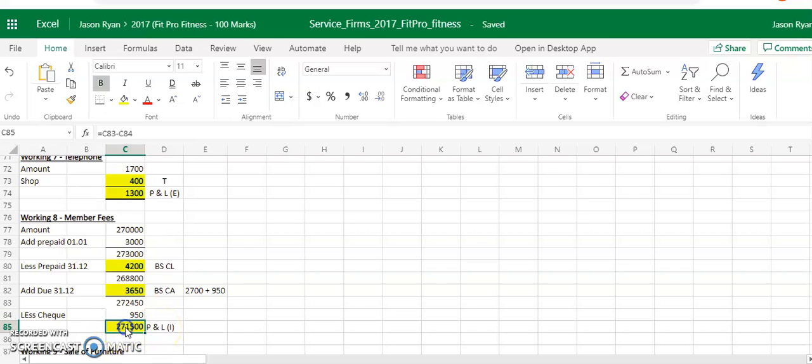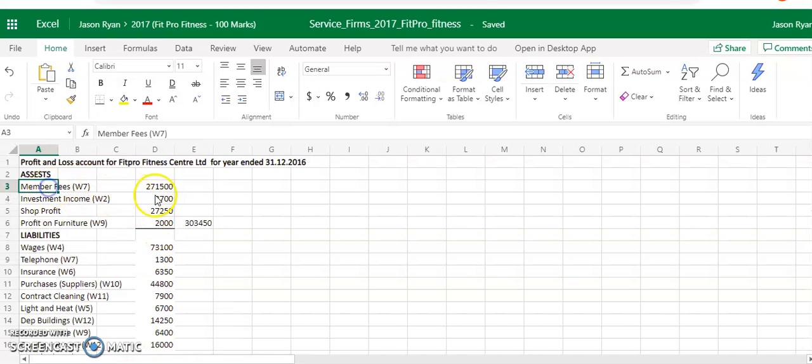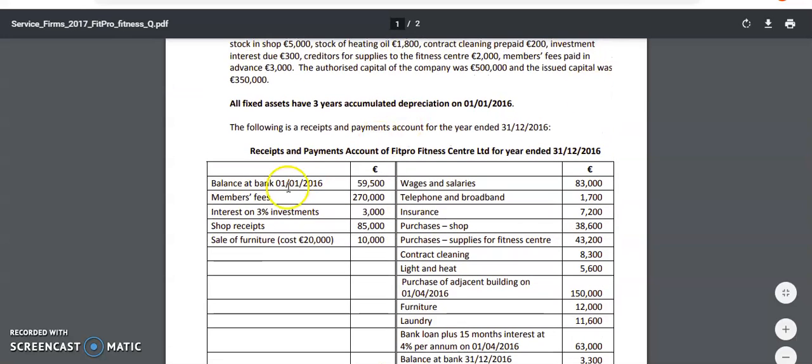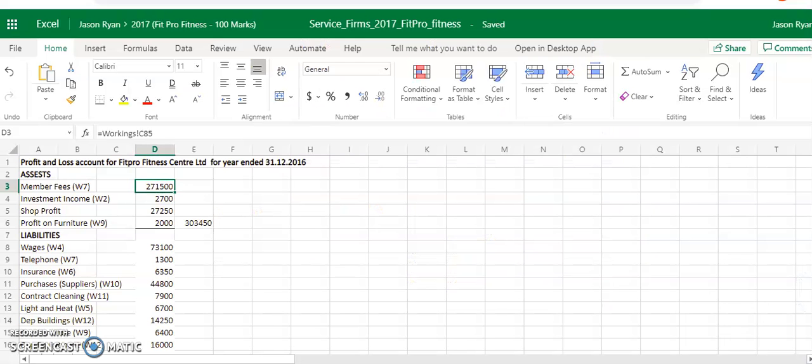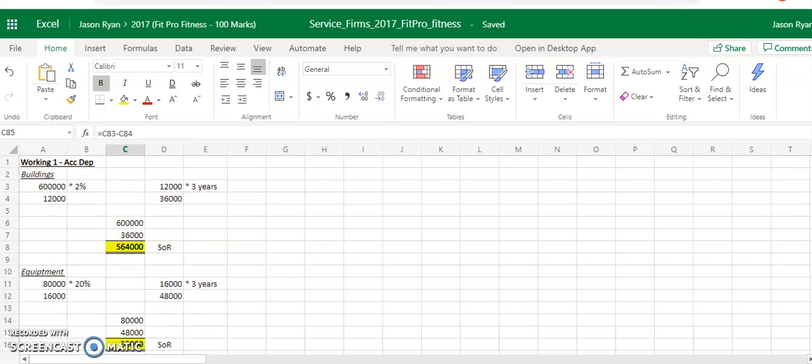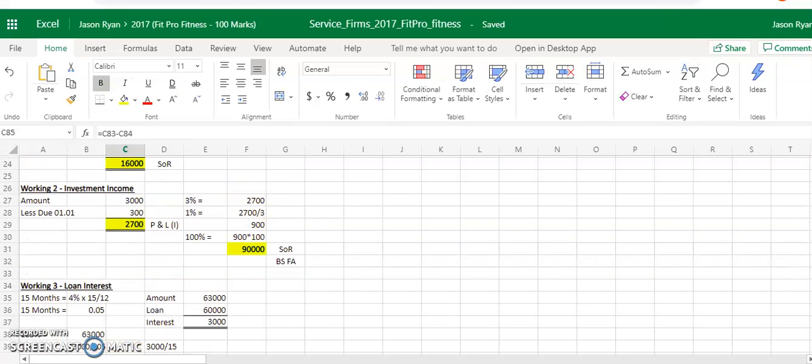So that gives us 271,500. So your first item, member fees, 271,500. The next one, as we work down, is your investments. We have done a working on our investments at the start, and that is 2,700. So we look back here, our investments working, 2,700.